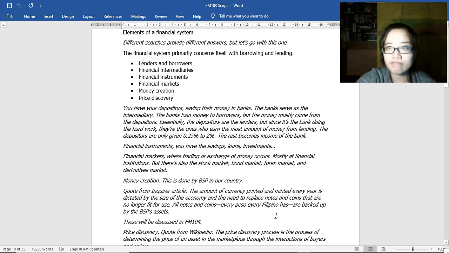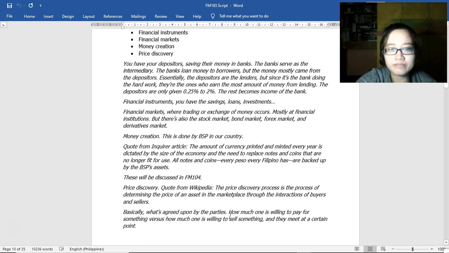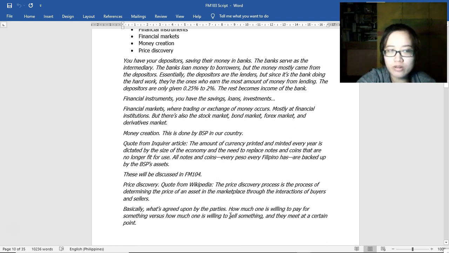And also legal tender, all notes and coins that are in circulation, these are backed by the BSP's assets. Okay, so basically, the value of the Philippines and its assets is equivalent to the amount of money that's in circulation. Not necessarily the value of the land or the country itself, but the economic activity that we have here. Okay, the value of our economy, let's just say. Okay, so this will be discussed in FM 104, monetary policy and central banking. Okay, more detailed.